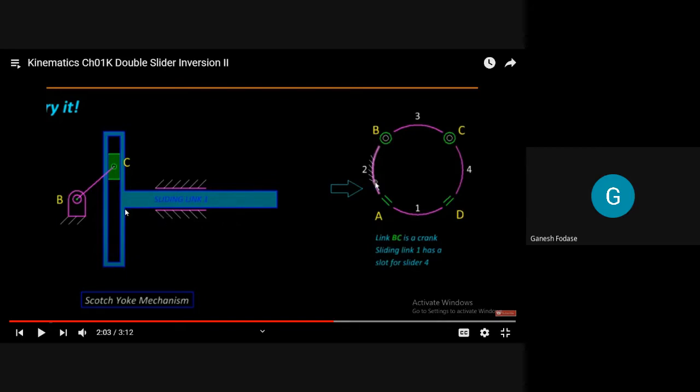Now tell me, fixed link is nothing but 2. So which one is the 4th link here? This one is 1, the piston. Now see, this one is the sliding link. This sliding link has a prismatic pair with this fixed link, and this sliding pair also. That means the piston also.